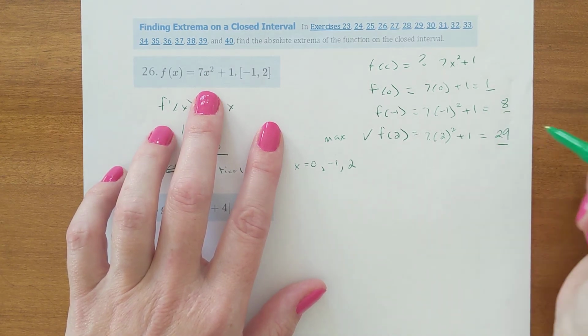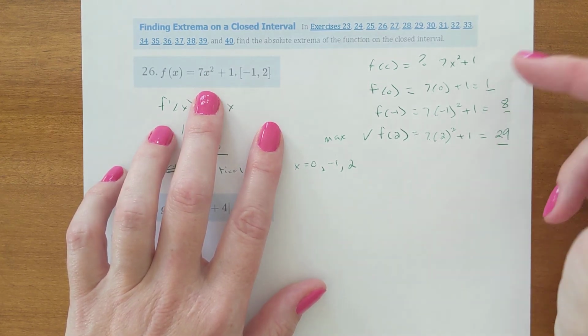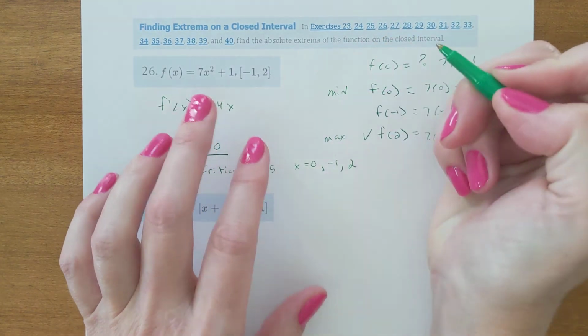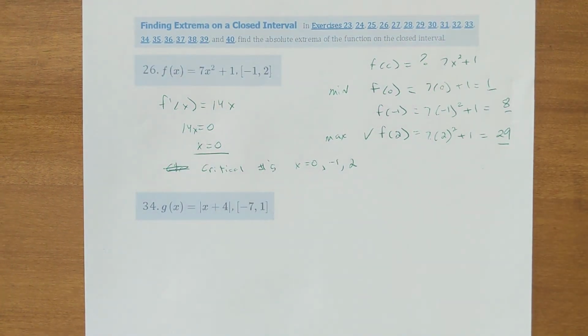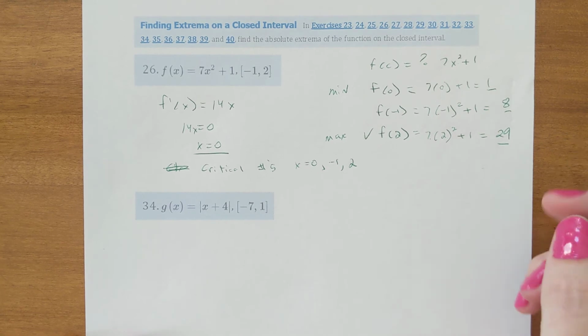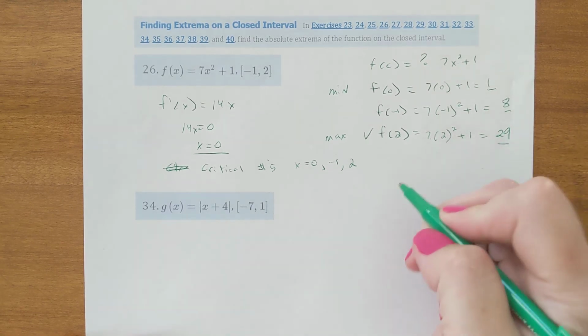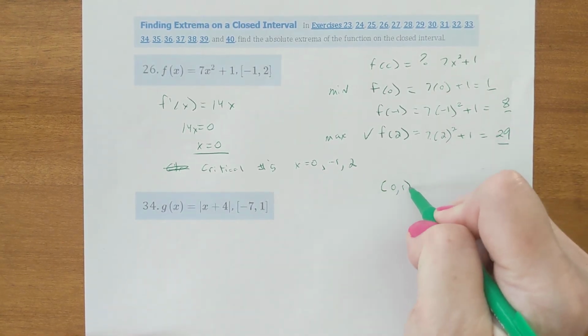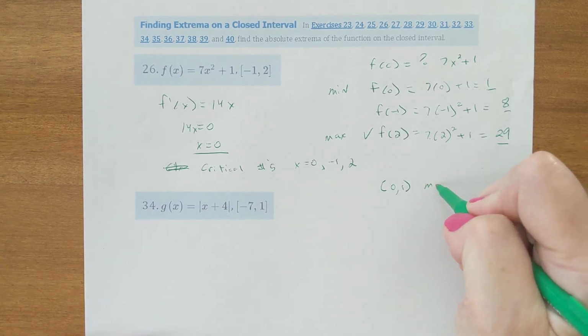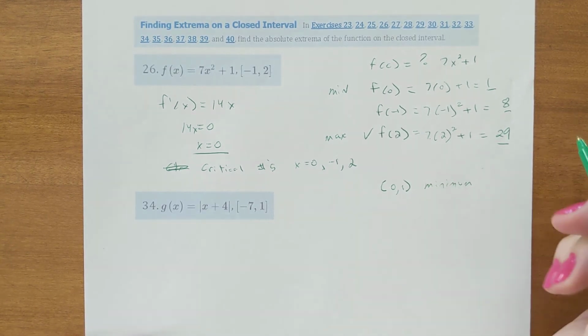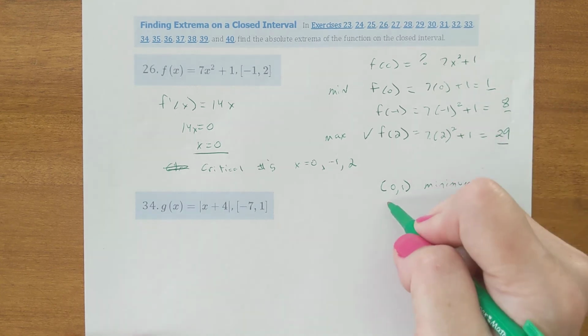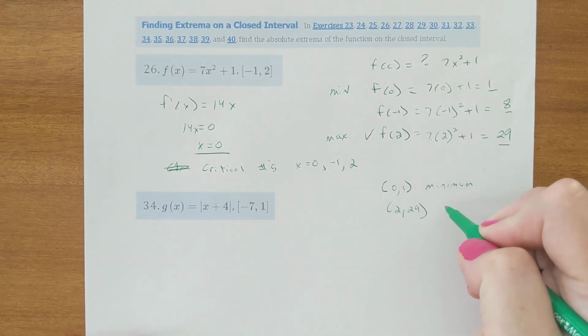29 is the biggest, so the max value is 29, and the min value is 1. You could say it's the relative min and relative max, since we don't know if it's the absolute max or absolute min. So the relative min on that interval is 1. So I'm going to say here we have the point (0, 1) is the minimum, and then (2, 29) is the maximum.